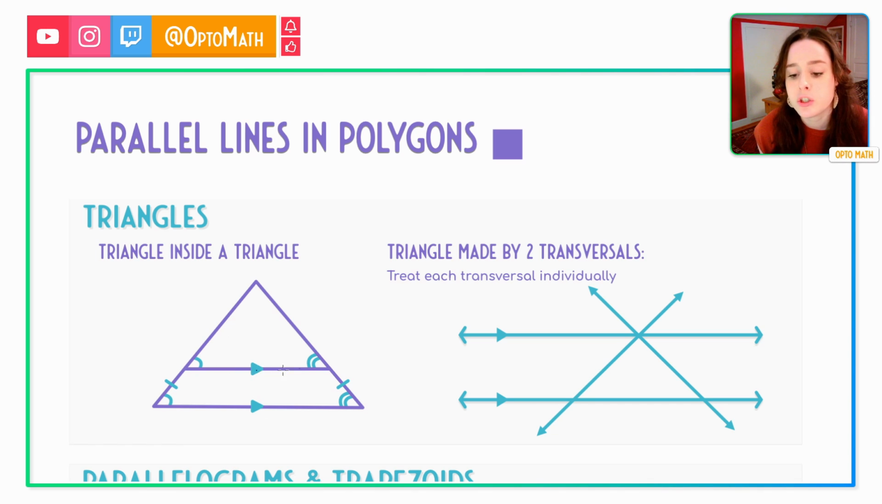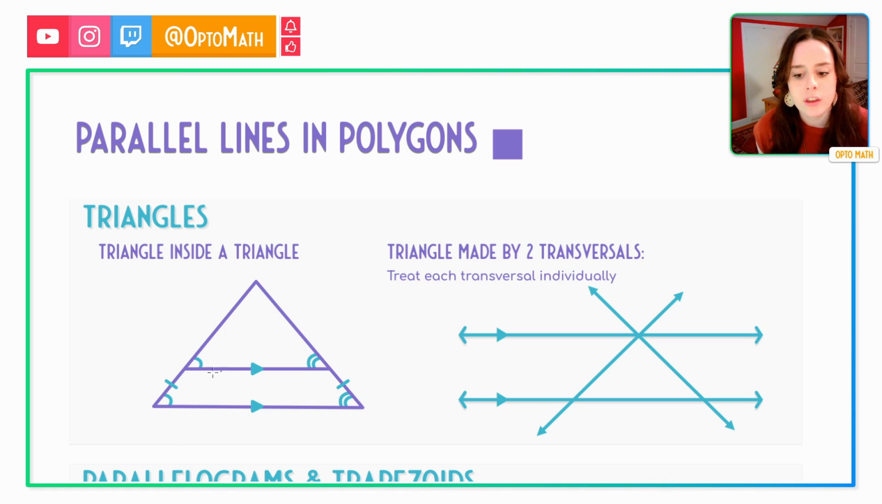Notice we have these two lines are parallel to each other. We know that because of these arrows. And we have some angle markings and some segment markings to show congruence. Notice these two angles are congruent to each other, and these two angles are congruent.